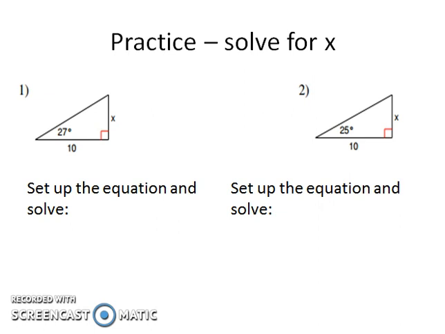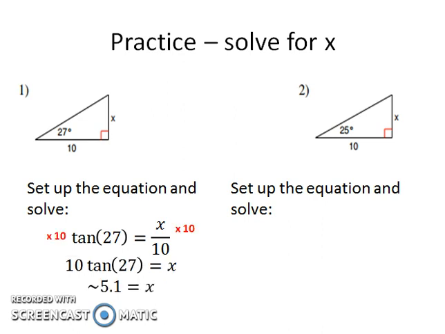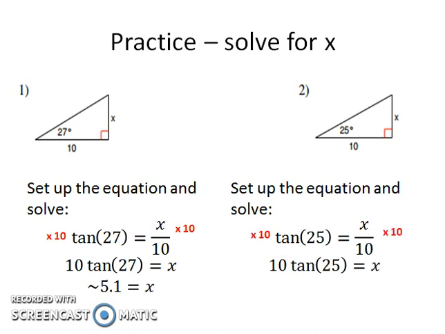So now that you've solved them, your solution should look something like this. Tangent of 27 equals x over 10, opposite over adjacent. Multiply both sides by 10. 10 times tangent 27 should be approximately 5.1. Very similar setup in the next one. Tangent 25 equals x over 10, opposite over adjacent, times 10 on both sides. 10 times tan of 25 is approximately 4.7.